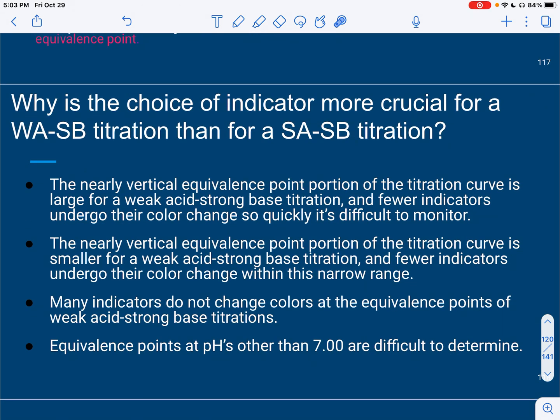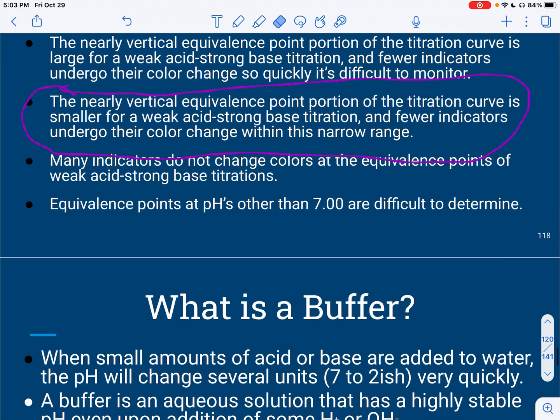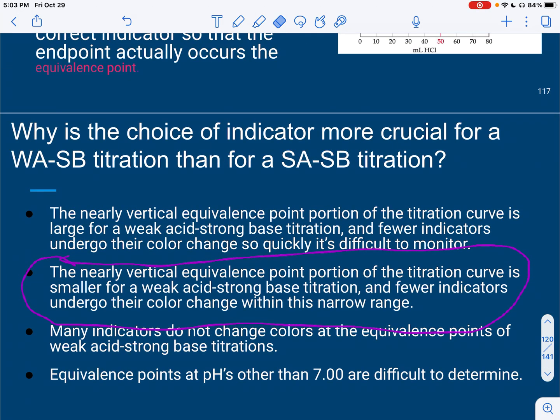For a strong acid, weak base, or weak acid, strong base, or whatever, you want to be more careful about what you are picking. And the reason, we just said, is that the nearly vertical part is going to be smaller for the weak-strong than it would be for the strong-strong. So if you have a smaller, like let's say it was just this little bit here, you need to pick the right one because you're not going to have as much margin for error there. Okay? And that's honestly pretty much it for indicators. You just need to be able to pick the correct one.